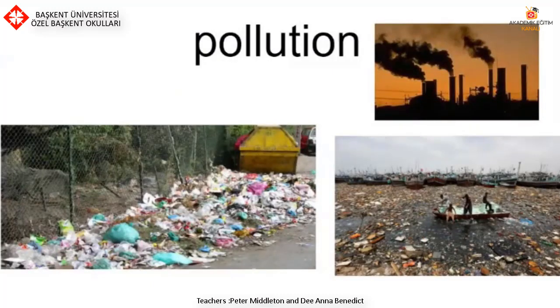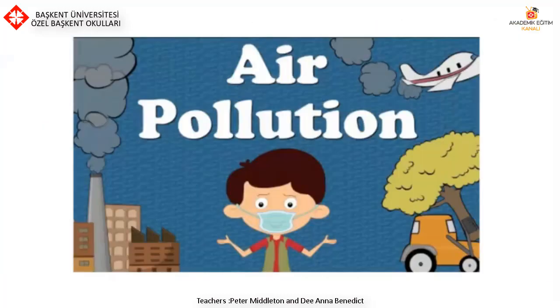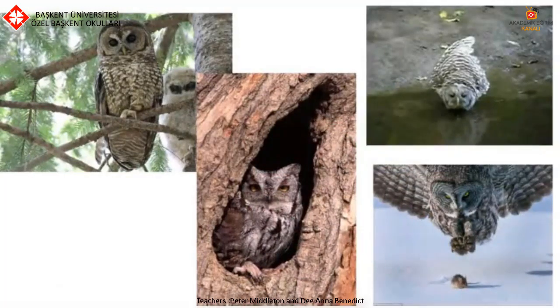Let's talk about things that affect the environment. This is pollution. And here is logging. This is air pollution. And this is water pollution. And in the water, there's lots of waste. These are all man-made disasters. And you see the owl in this picture? What habitat is it in? Is it happy or sad?